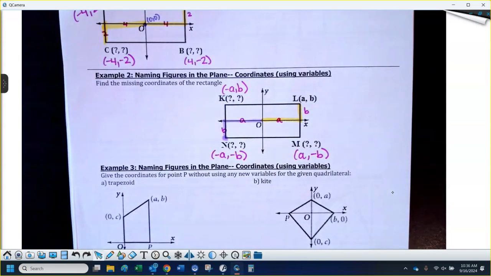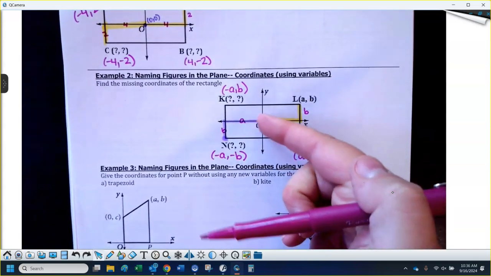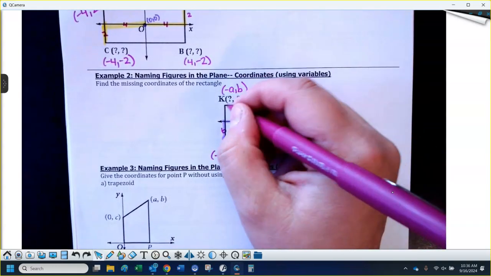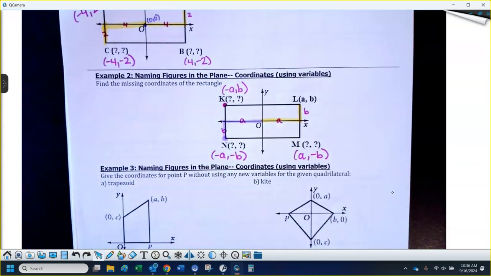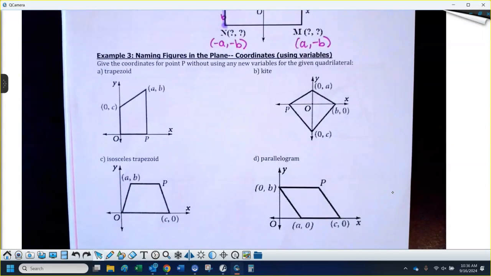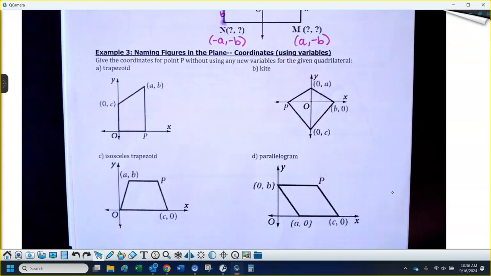Is anybody having a question? Because you're going left A, and that's why it's negative, and then you go up to get to this point, so the B value is going to be positive. So those two were both rectangles. All right, we're going to do a couple different shapes in this example down here.